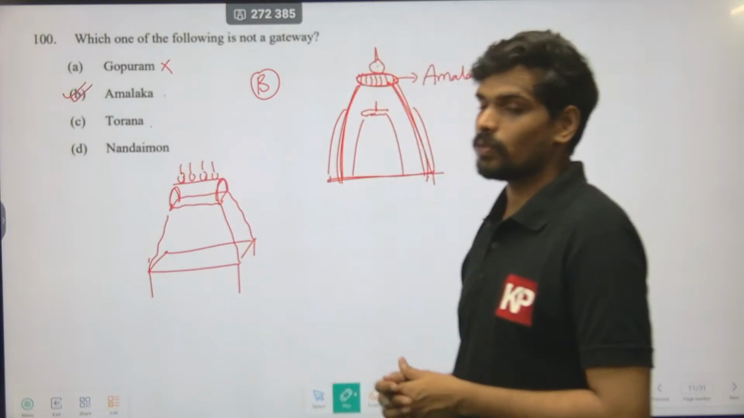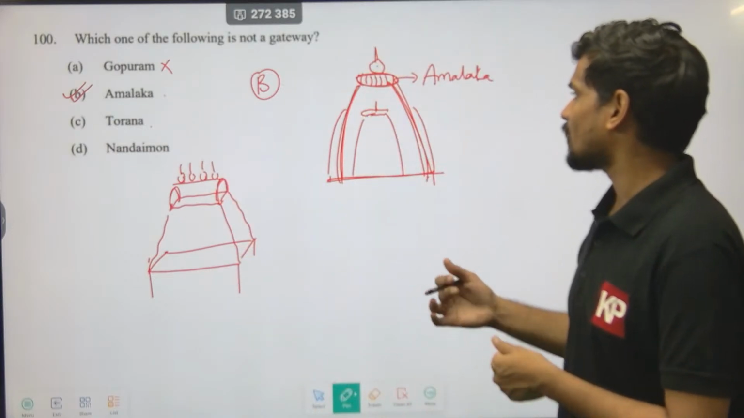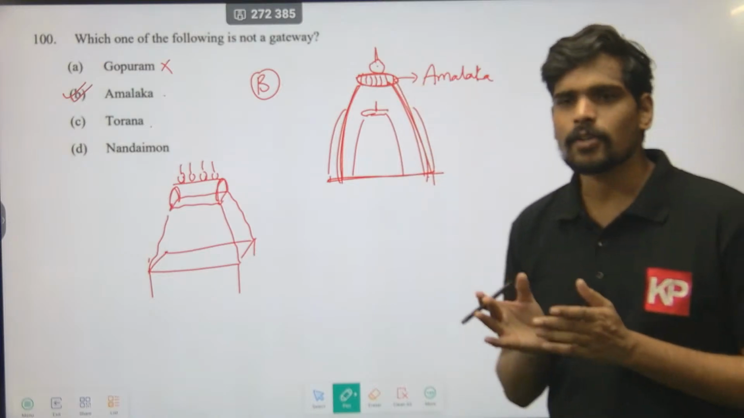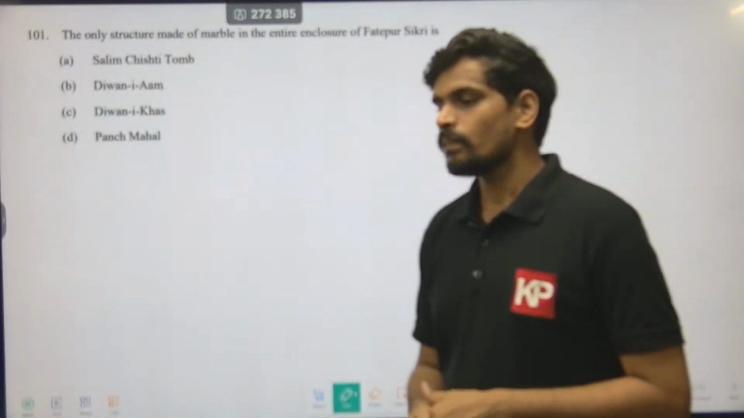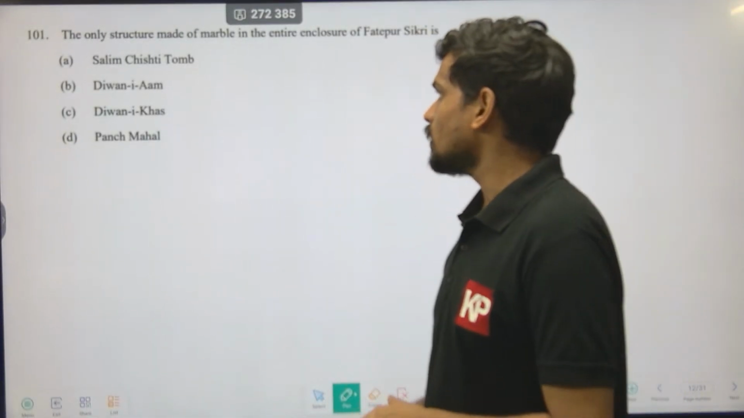So Amalaka is the answer over here. It's not a gateway at all. It is a flat stone disc on top of the temple tower in Nagara style temple architecture particularly. Next question, question number 101.